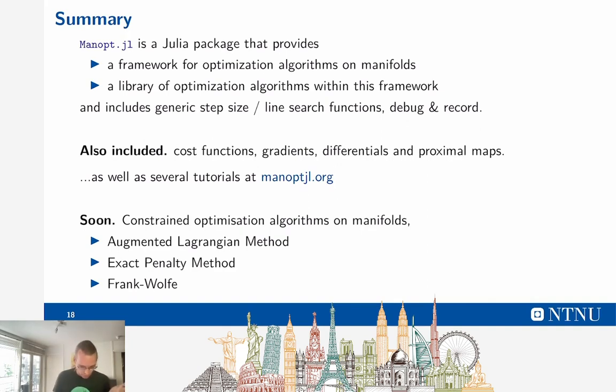There's also, you saw that for one cost function and for one gradient in the last example, there's a few cost functions, gradients, differentials, and proximal maps available and implemented to just make a few optimization tasks easier. And there's also a few tutorials at Manopt.jl.org to see how to work, for example, with a record. And finally, well, the next step that I want to attack is constraint optimization on manifolds. So a mix between my initial motivation and already being on a manifold, which is augmented Lagrangian method, the exact penalty method, or Frank-Wolfe on Riemannian manifolds, where the papers already exist, but there's no implementation in Julia available yet.